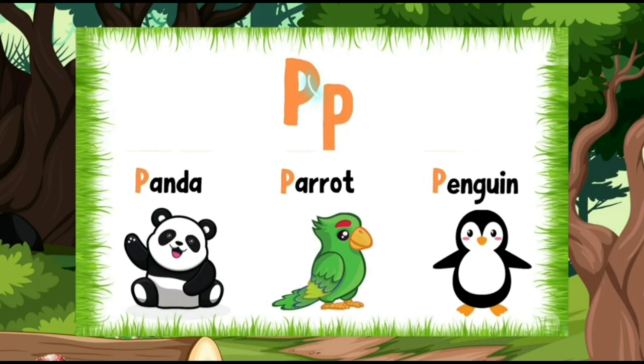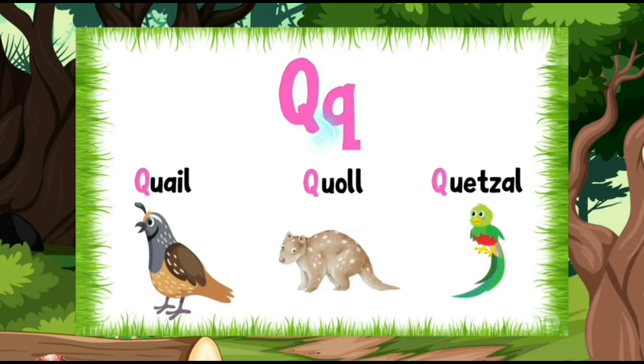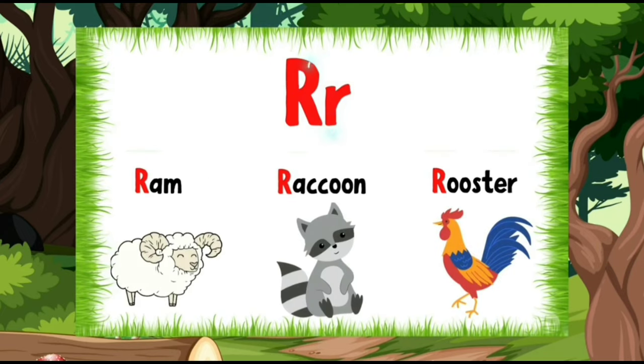P. P is for panda. Parrot. Penguin. Q. Q is for quail. Quoll. R. R is for ram. Raccoon. Rooster.